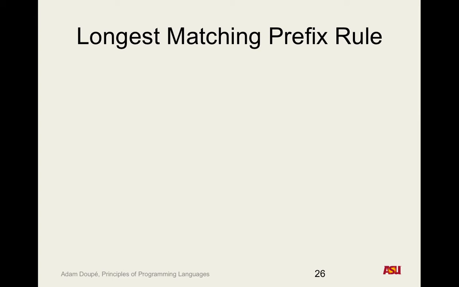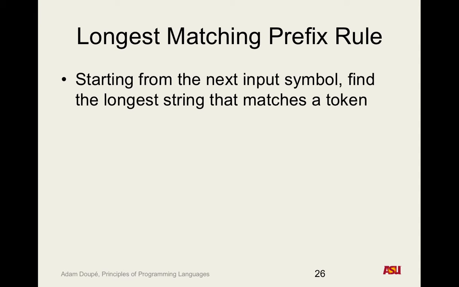So that's where the longest matching prefix rule comes up, and it's literally right there in the name. The lexer is going to start from where it last parsed, from the next input symbol, and try to find the longest string. So you can think very greedy. We don't want to just match a number if we can match a decimal number. We're going to try and find the longest string that matches a token. And this makes sense, right?